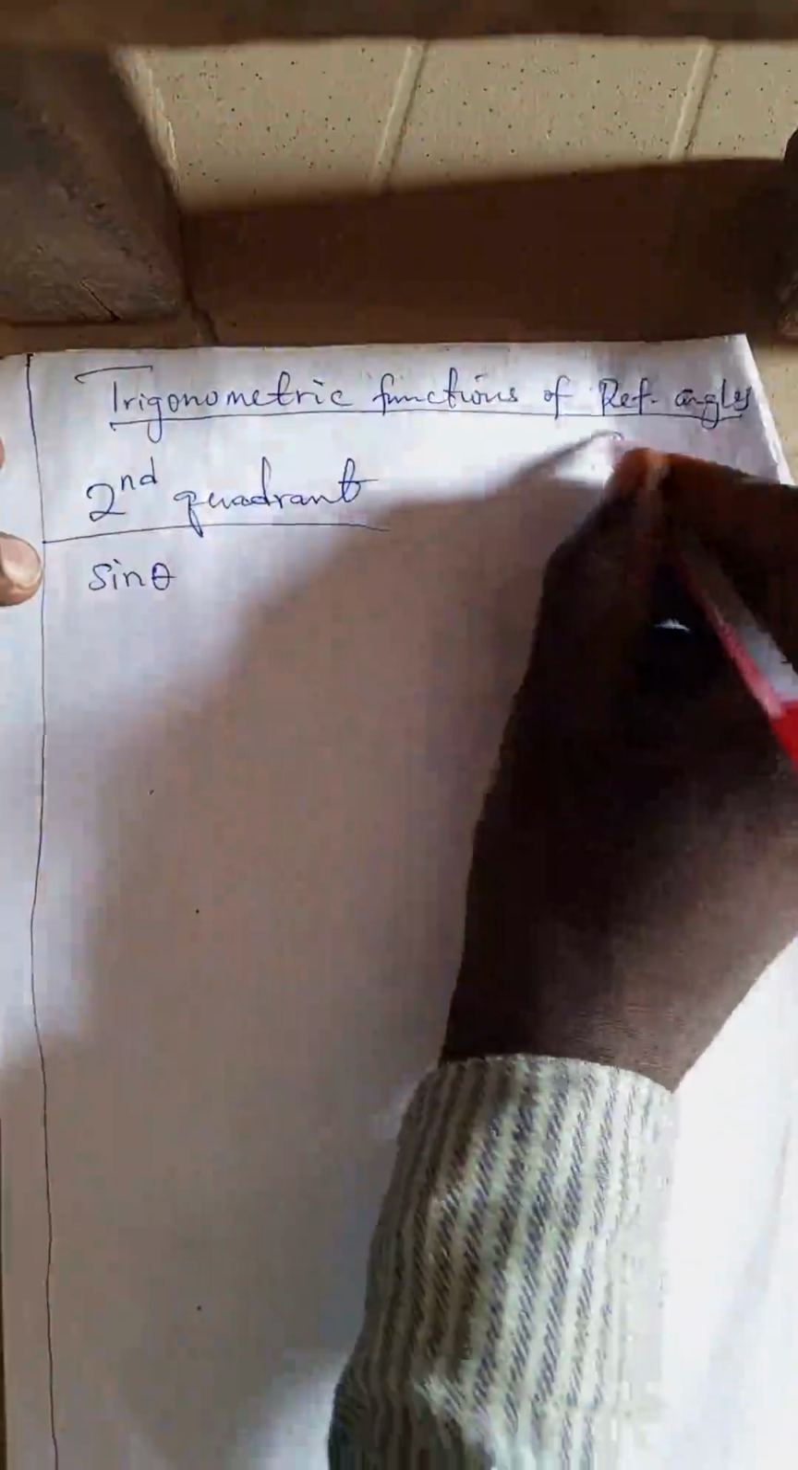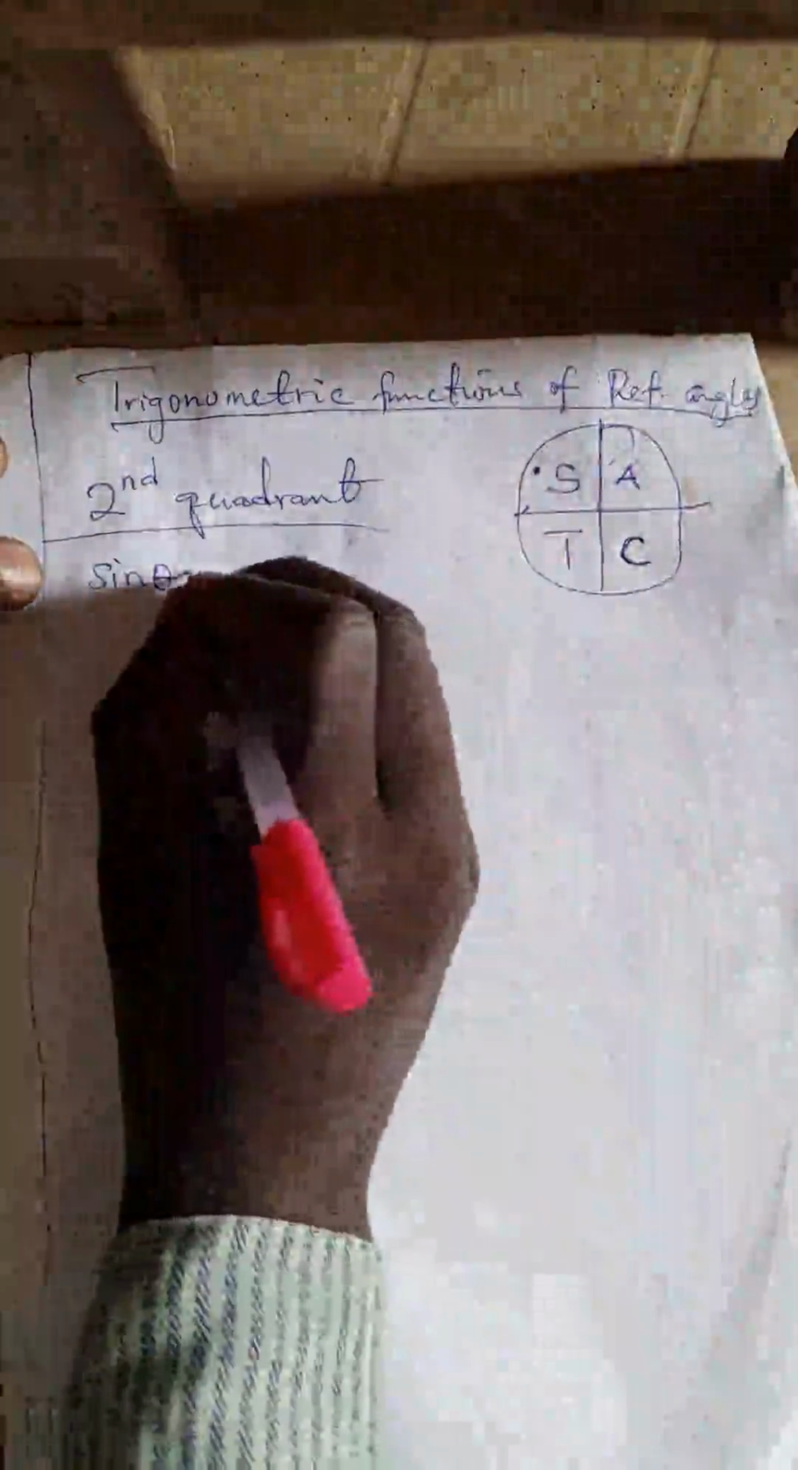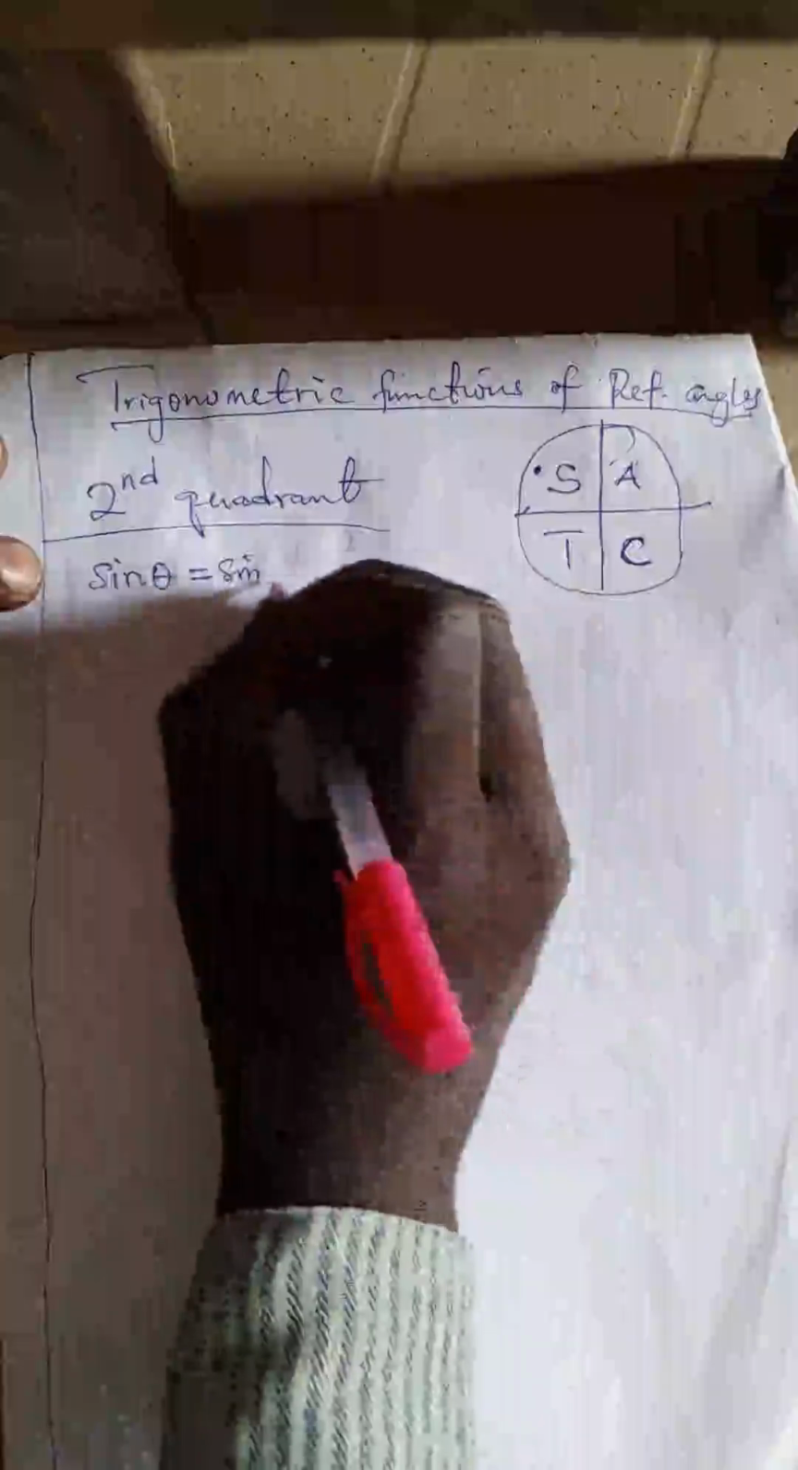also, before we continue, remember this summary at the end of one of our videos. All are positive in the first quadrant. In the second quadrant, only sine is positive, and in the third quadrant only tan is positive, and then cosine is the only positive trigonometric function in the fourth quadrant. So going by this, we are in the second quadrant here. Definitely sine is positive. So sine theta is equal to sine phi, when phi is the reference angle for theta.